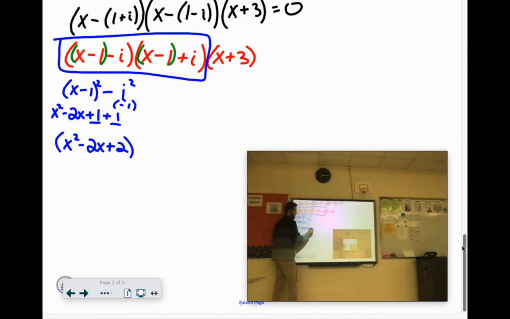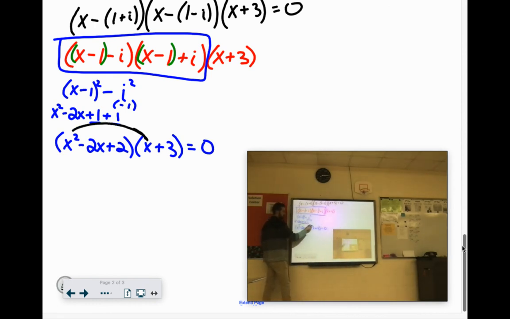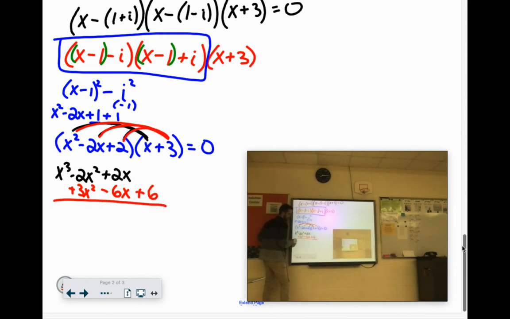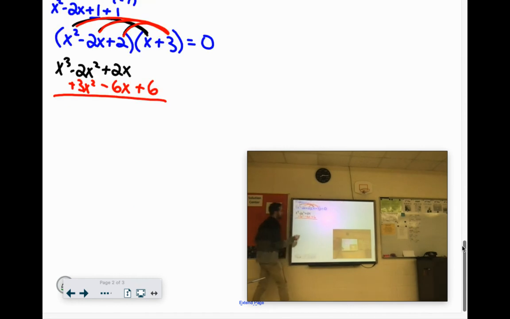We still need to multiply that by the x plus 3, and then we'll be finished. So let's get them all with an x. The x to the third minus 2x to the second plus 2x. Now let's get them all with a 3. 3x to the second minus 6x plus 6. x cubed plus x squared minus 4x plus 6 equals 0.